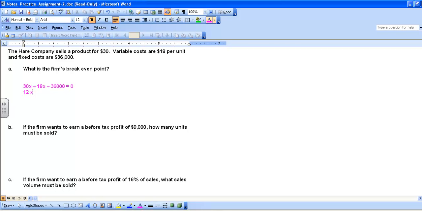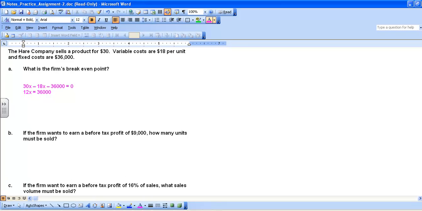So 12X equals 36,000. X equals 3,000 units. Okay, so our break-even point, we need to sell 3,000 units. If the firm wants to earn a before-tax profit of 9,000, how many units must be sold?